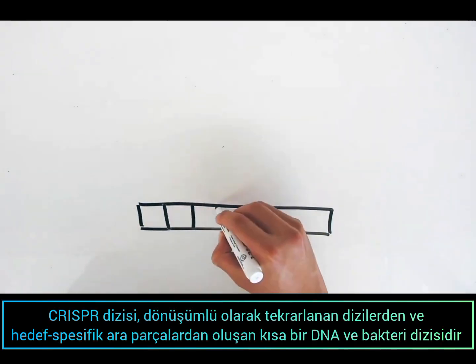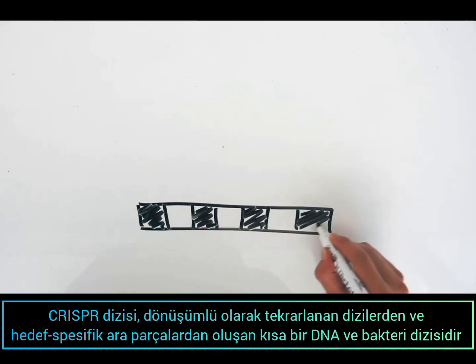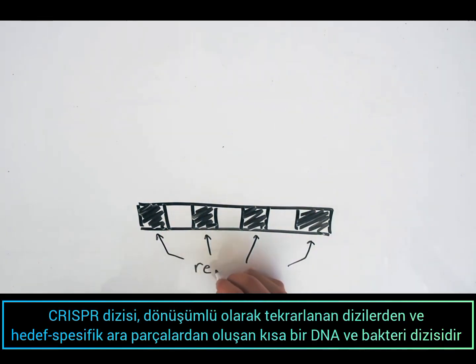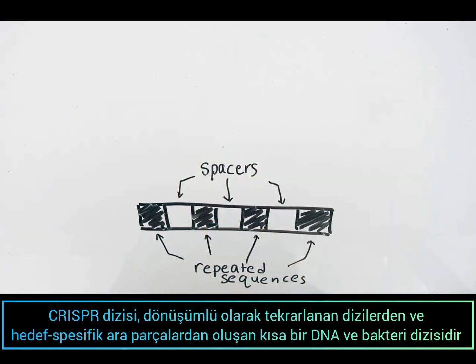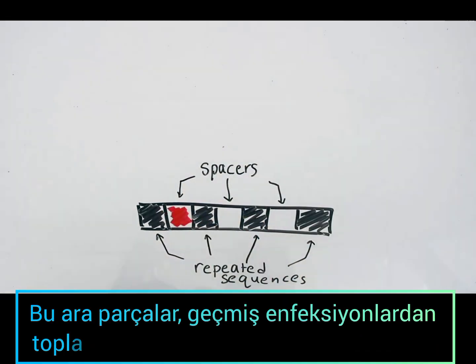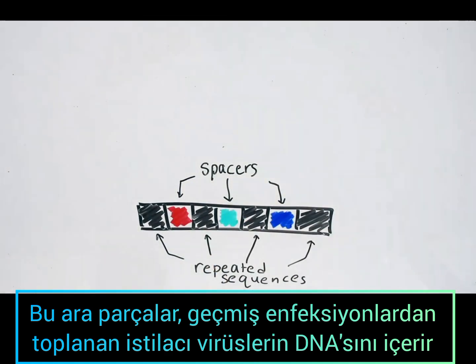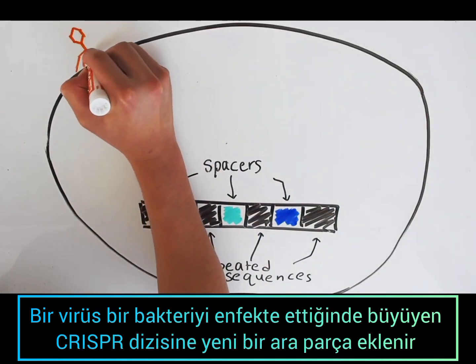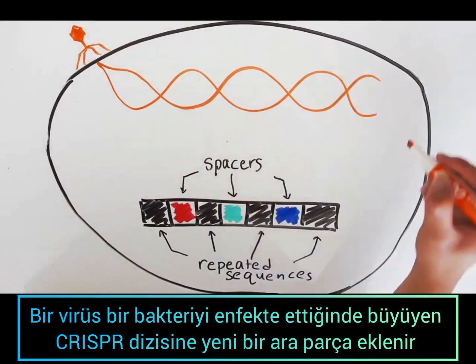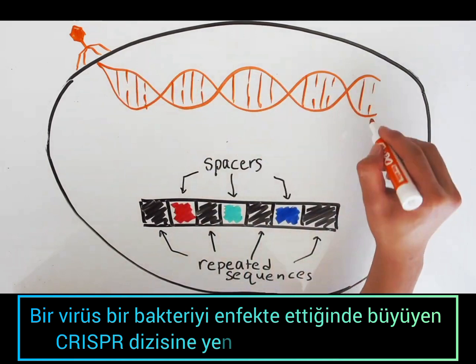The CRISPR array is a short stretch of DNA in bacteria composed of alternating repeated sequences and target-specific spacers. These spacers contain the DNA of invading viruses collected from past infections. When a virus infects a bacterium, a new spacer is added into the growing CRISPR array.